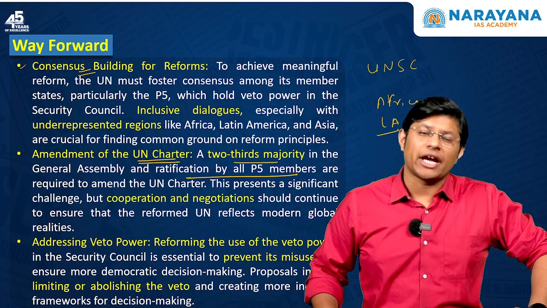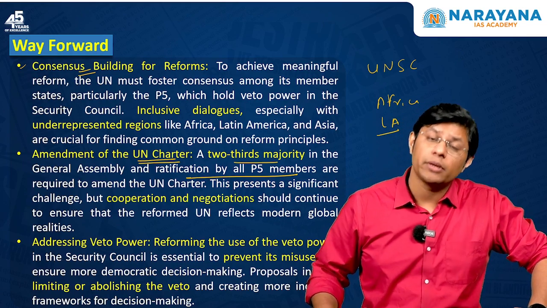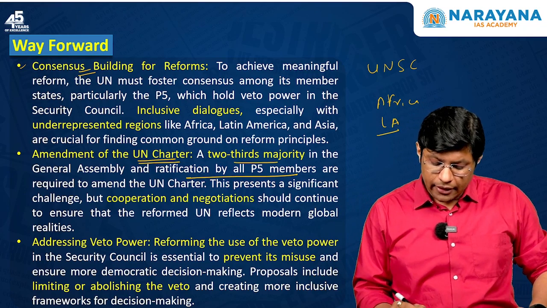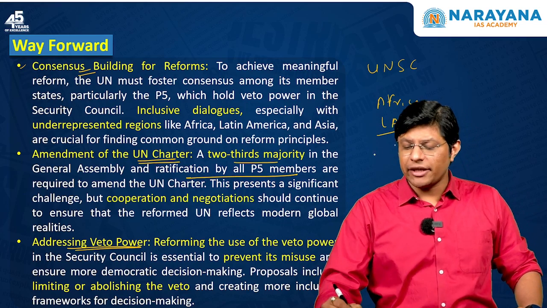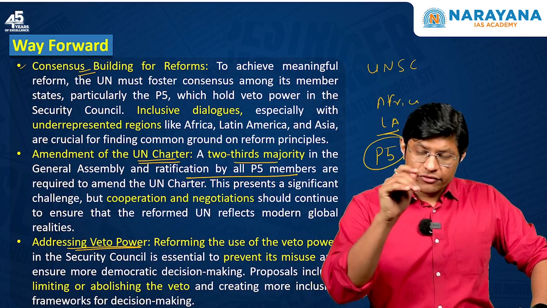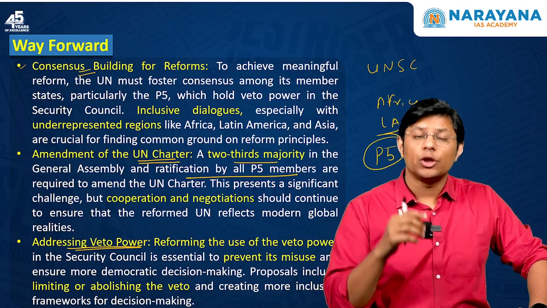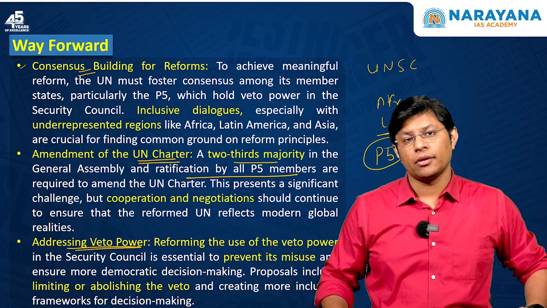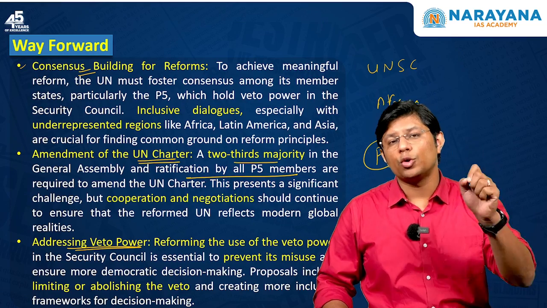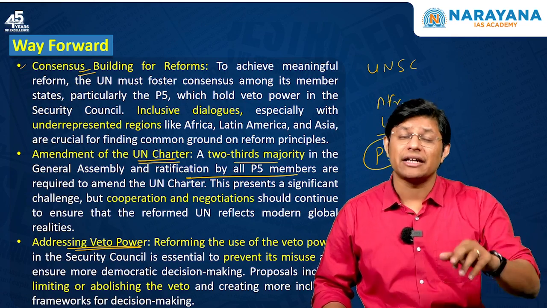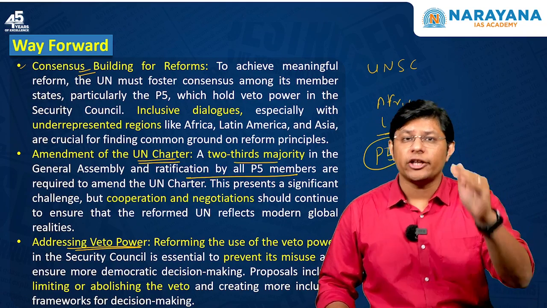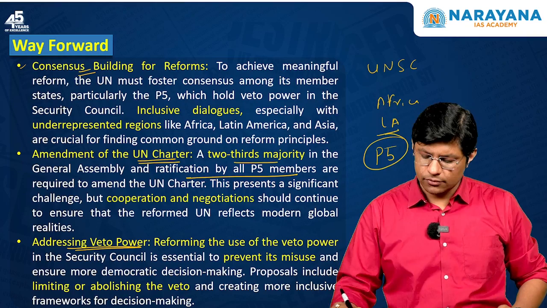Now, do you think China will agree to India being a part of the UNSC? This is a problem, right? Third, addressing veto power. Now, these P5 countries are actually misusing their veto power. This veto power was given to these 5 countries to make the world peaceful, which means these 5 countries have the responsibility to ensure that no conflict should take place. But these countries are misusing their veto power, and that's the reason their veto power should be limited or completely abolished. This is the third point.